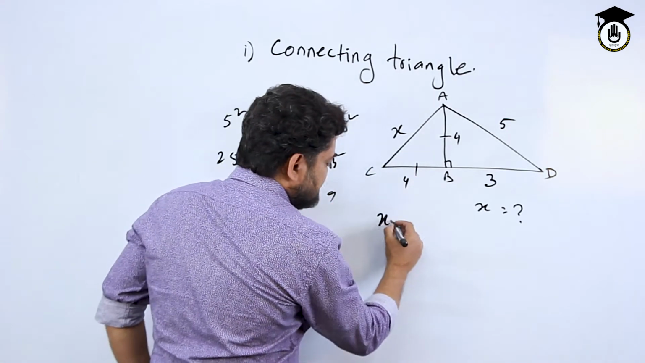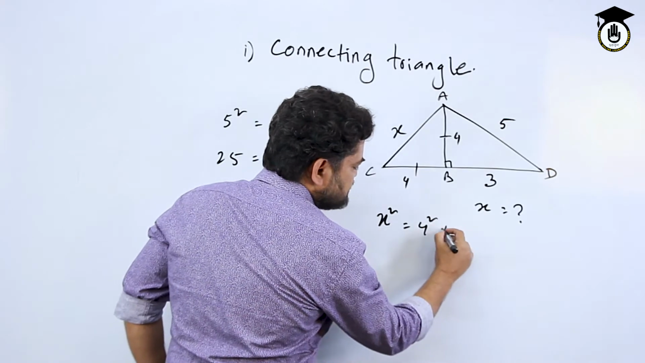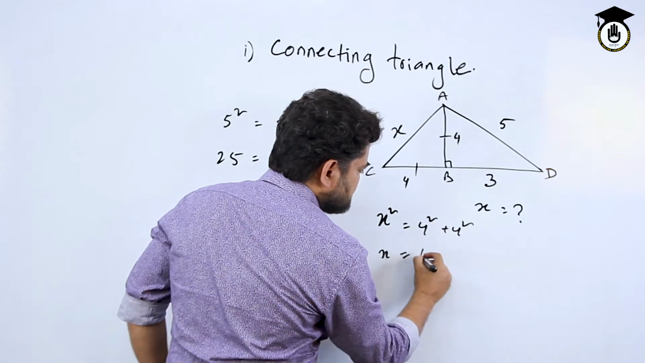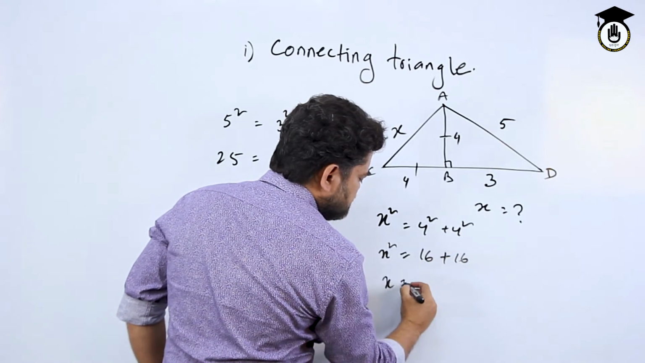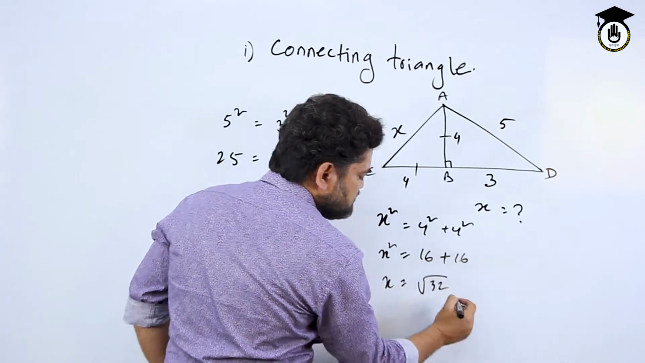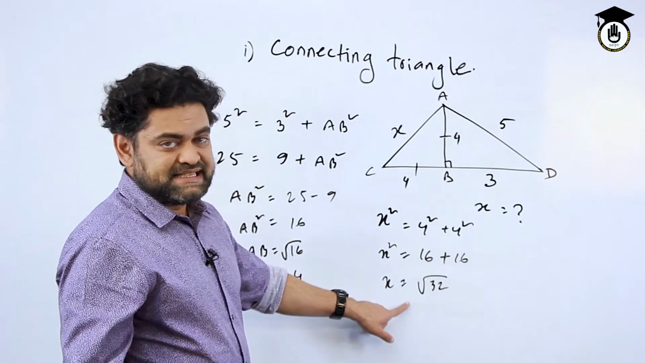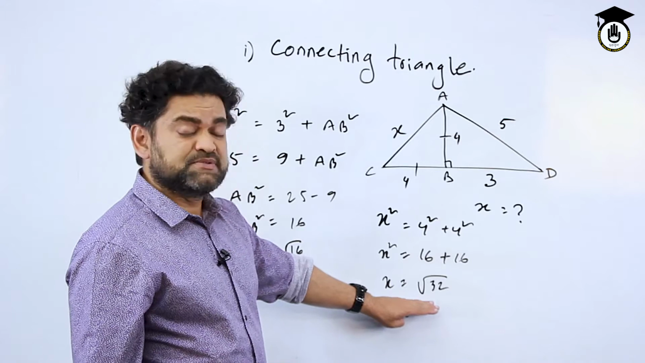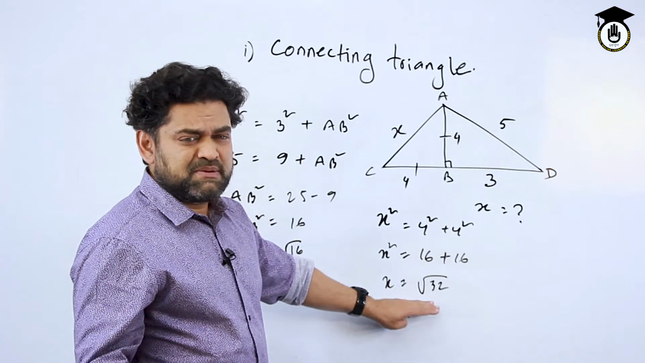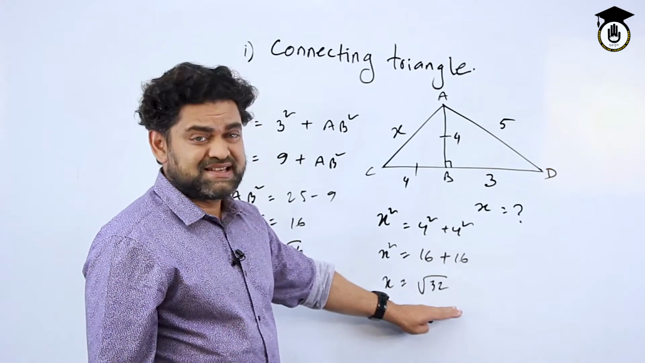So x square, again I'm writing 4 square plus 4 square. So it's coming 16 plus 16 for x square. If you remove the square, you put the value under the root as it is. So I'm keeping the answer here in terms of root 32, but by pressing the calculator you can come to know the sides.